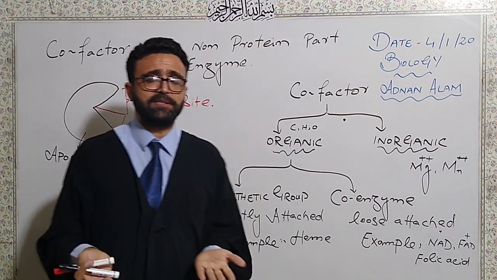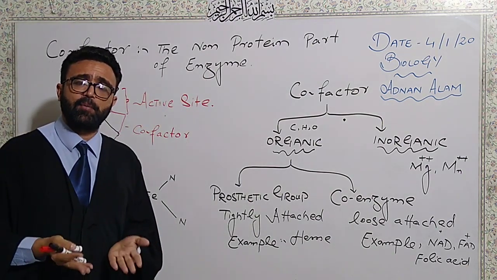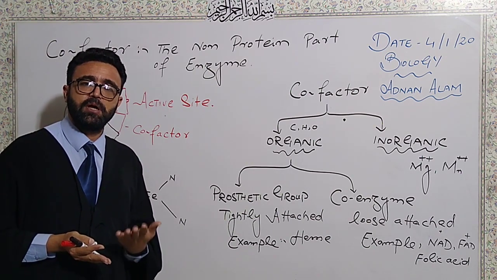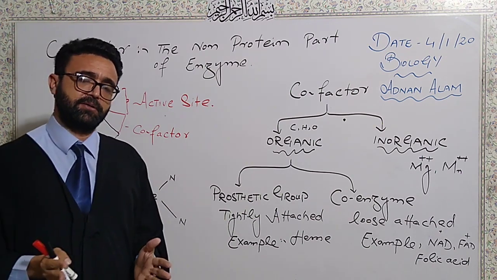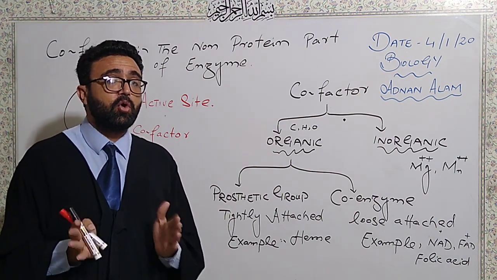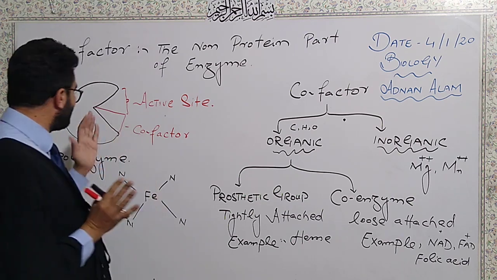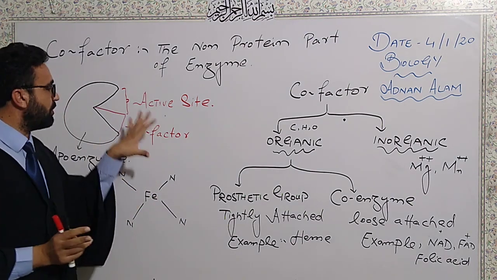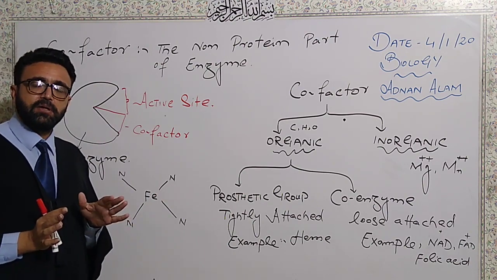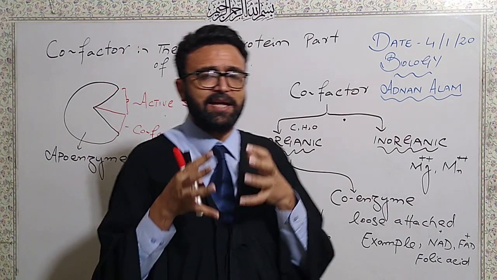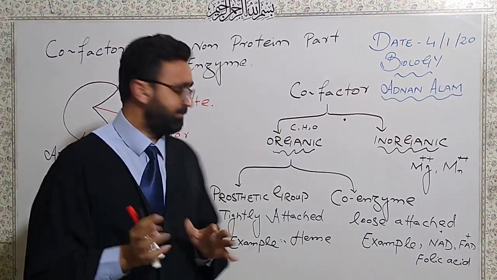A very popular example is the RNA polymerase 2, which has 4 subunits. One is called the sigma factor. Without the sigma factor, the enzyme is called an apoenzyme, and if we add the cofactor, then this is called a holoenzyme.